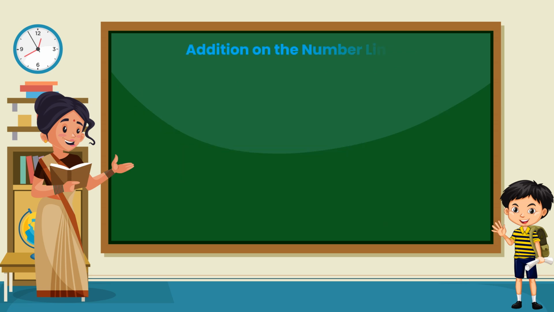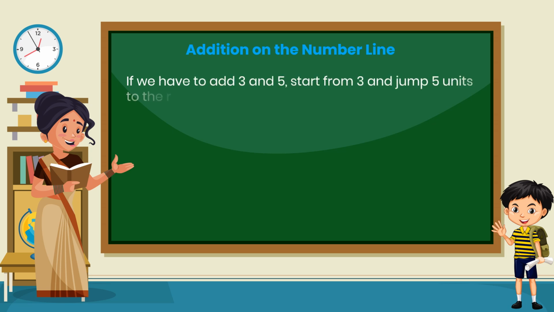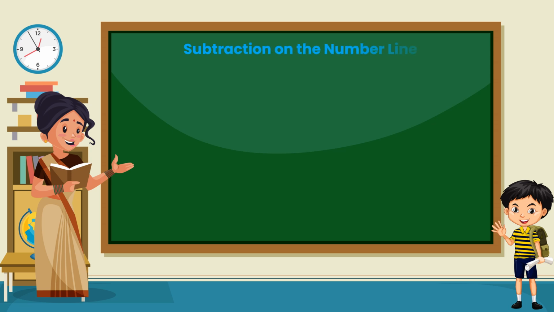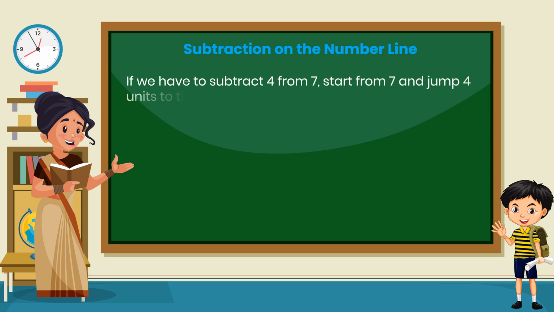Addition on the number line. If we have to add 3 and 5, start from 3 and jump 5 units to the right. As the fifth jump is at 8, the answer is 8. Subtraction on the number line. If we have to subtract 4 from 7, start from 7 and jump 4 units to the left. As the fourth jump is at 3, the answer is 3.